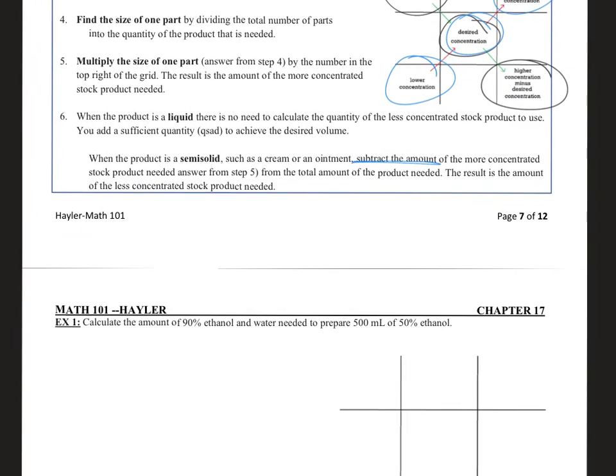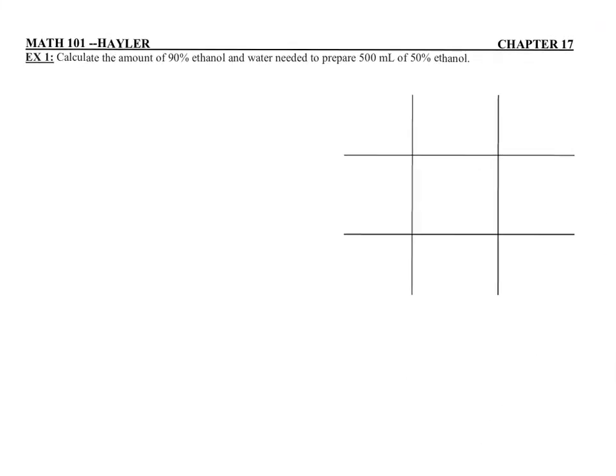Okay, let's take a look at an example. So example 1. Calculate the amount of 90% ethanol in water needed to prepare 500 milliliters of 50% ethanol. Okay, so we're going to have to go ahead and fill out the grid. Let's see though, are we using a single stock or multiple stocks? Well, we're just using a single stock. We have 90% ethanol. Okay, so that's just going to be my higher concentration of 90. Since we're only using one stock, that means my lower stock will just be 0.